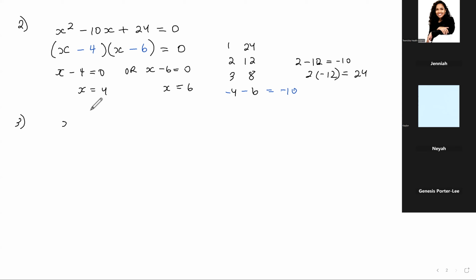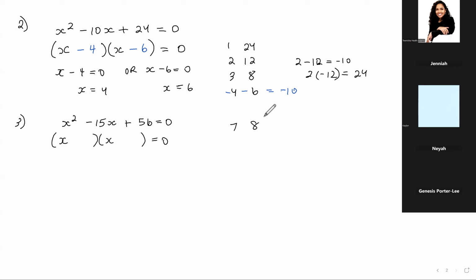Let's do x squared take away 15x plus 56. I know it will be x and x because the coefficient of x squared is 1. The first two numbers that I thought about were 7 and 8, and those are actually the two numbers.